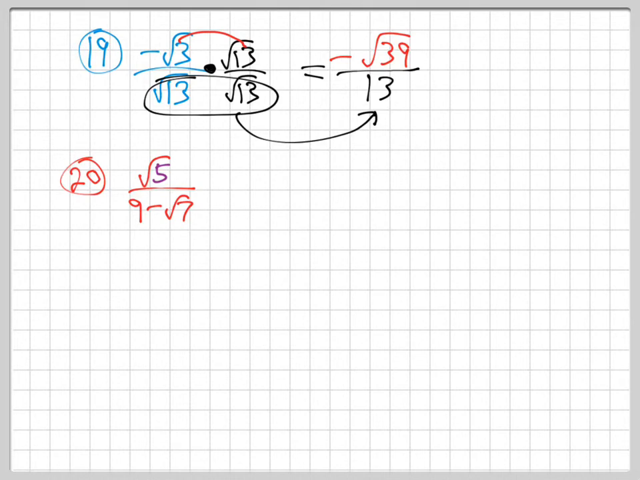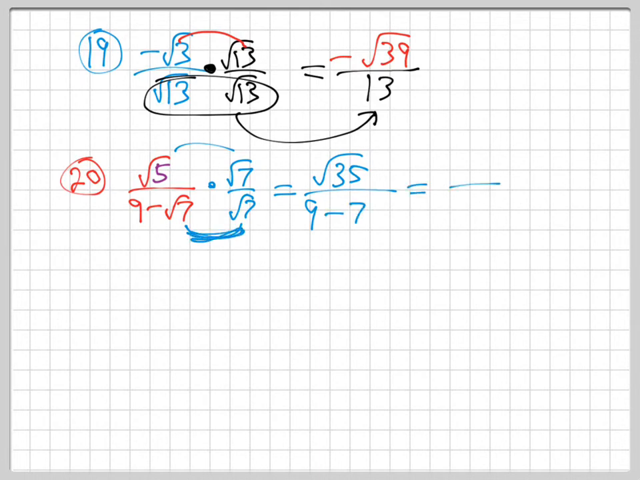What's going to get rid of that root from the bottom? Well, watch me try what we just did and see that it doesn't work. We learned you just multiply top and bottom by root 7. Whatever the root is, you just multiply top and bottom by that. It won't work here. Don't write this down. On the top, it'll be root 35. On the bottom, what's root 7 times root 7? 7. 9 minus 7? Two sevens in a root is one 7 out. That's 2. That worked beautifully. That was great.